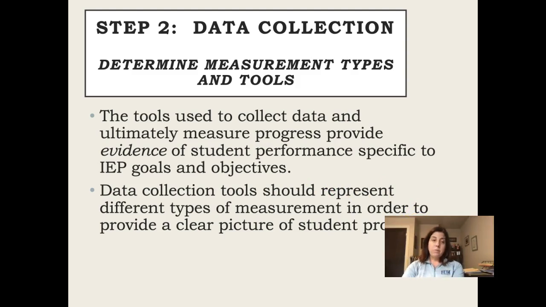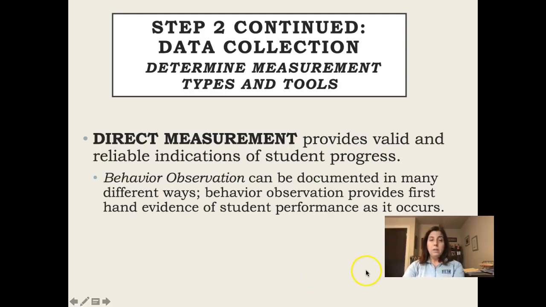And these goals are going to represent different types of measurement in order to provide a clear picture of the progress. So the data collection tools are going to be very specific, depending on what the goal is. There are different types of measurement tools. The first one is direct measurement. That's going to be something that you can actually observe. So behavior is one of those things where a teacher or other specialists working with the student are going to observe the student and document them doing certain things. So that's a direct measurement tool.